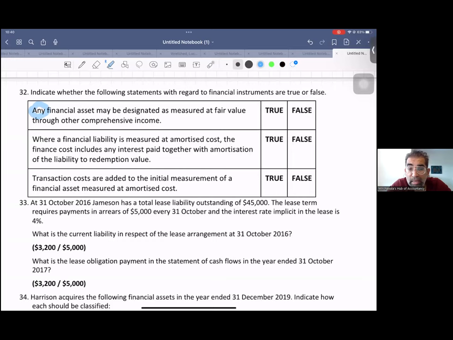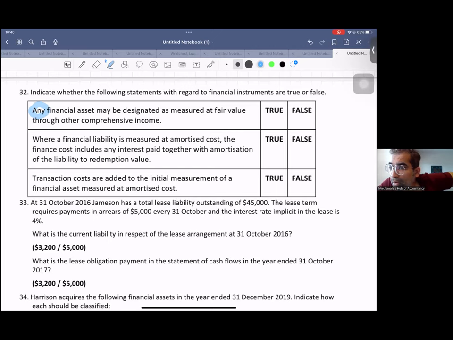Any financial asset, no. Let me give you. If that financial asset is an equity instrument, listen to me. Only if you have bought it for the long term, and if you do the election, then you can book it. And if you are on the debt side, that means you have invested in debt, then not all financial assets can be recorded at fair value through OCI.